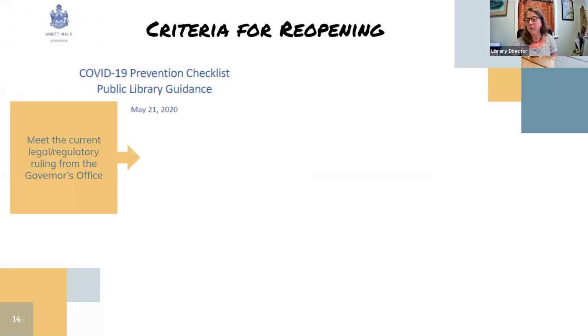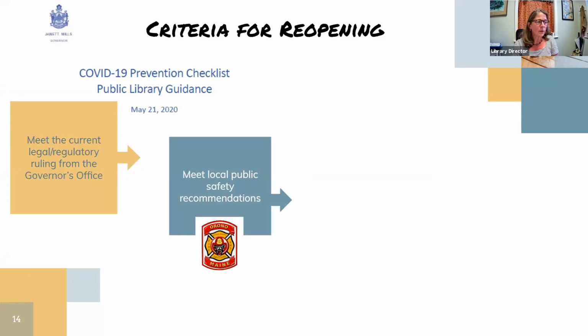So what do we look at when we're making the decision to reopen or not? The first thing, as I mentioned, is the state level. We're looking to the governor's office. The Maine State Library has a weekly Zoom meeting for librarians to get updates at the state level. I'm also in contact with Chief Lowe on a fairly regular basis about local recommendations.